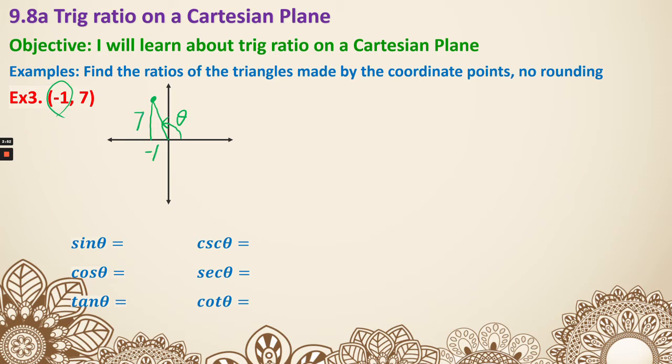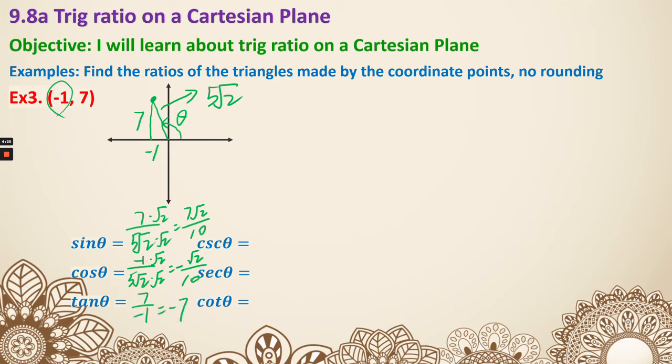We can solve for this side, and this side is going to be the square root of 50, so 5 square root of 2. My sine theta is going to be the opposite, so 7 over 5 square root of 2, which is 7 square root of 2 over 10. My cosine is -1 over that, so that's negative square root of 2 over 10. My tangent is 7 over -1, which is -7.